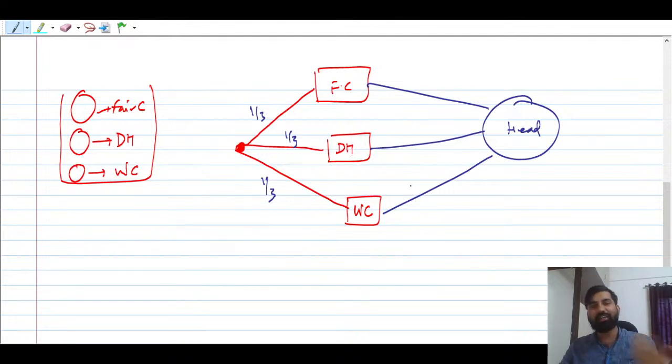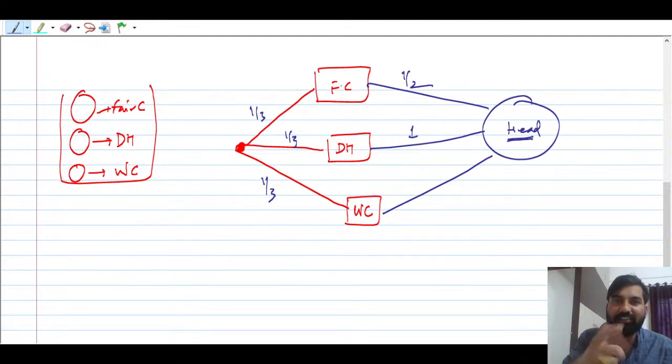Now they are asking what is the probability that we will get head. Suppose you pick up the fair coin, so what will be the branch probability of this? If it is a fair coin and you toss it, the probability of getting head is 1 by 2. What is the probability of getting head if the coin is a doubly headed coin? It is a sure event, both sides are head.